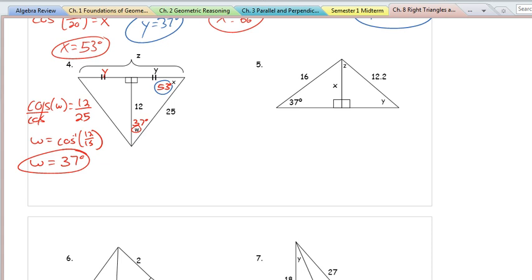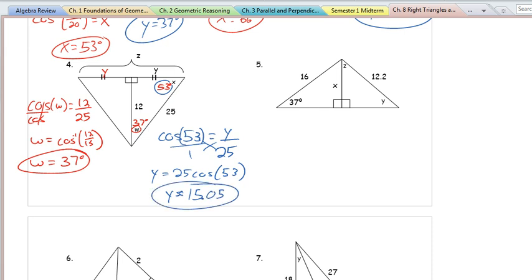A over H, that would be CAH, so that would be cosine of 53 equals adjacent over hypotenuse. And again, cross multiply, you have Y equals 25 cosine 53. Punch that into your calculator, 25 cosine 53. Y comes out to be about 15.05. We'll go to the nearest hundredth, because that's what I believe I said earlier. Okay, so we have that.